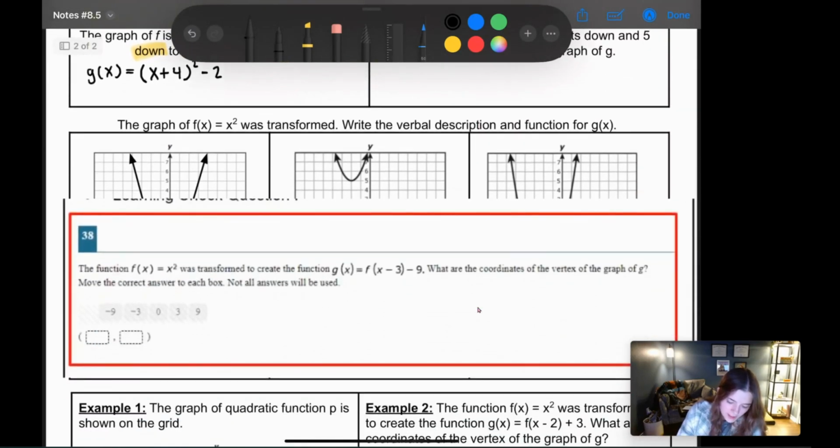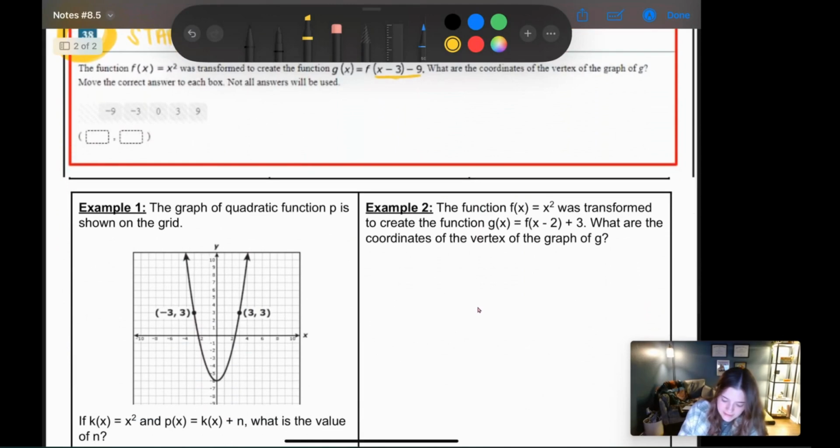I want you to try this one on your own. It looks a little funny because this is actually from a practice STAR test, right? I want you to try this. Remember, you can use Desmos, but think about your rules. Try that one on your own. All right, let's look at these bottom two, example 1 and example 2.